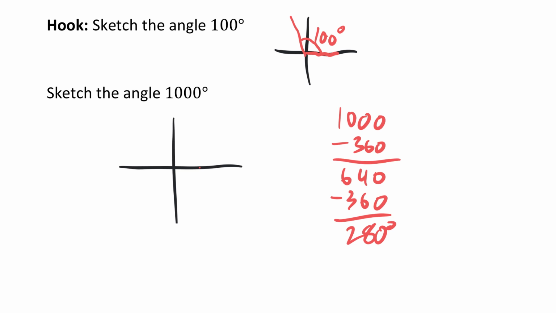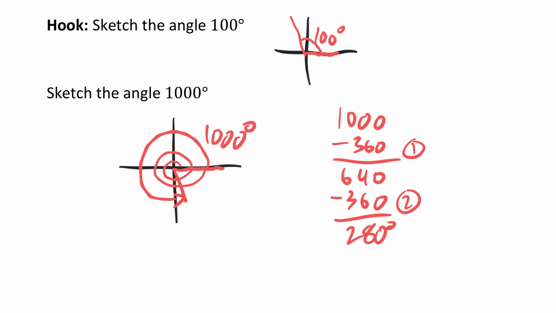Where is that? Well, again, 270 we said would be down here, so a little bit more than that, maybe right there. And so this angle would be 280, but we need to emphasize that we've gone around 2 times. So we draw something like this where we have 1 revolution, 2 revolutions, and then around to the angle. This represents 1,000 degrees. First a revolution, then a second revolution, and then ending up at 280.